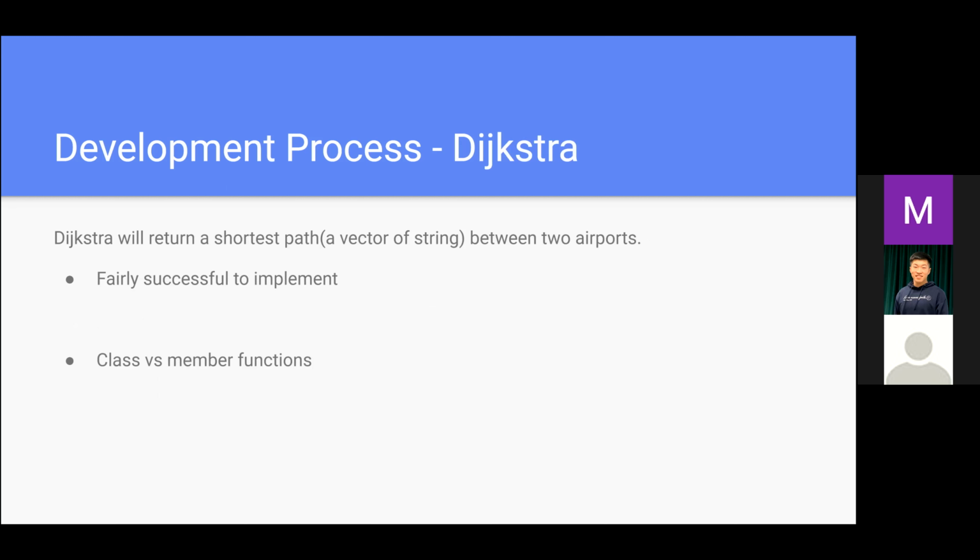During the development of Dijkstra's algorithm, the implementation was pretty smooth for our project. However, at first, we were trying to create a Dijkstra class outside our graph class. In that case, some linking errors happened unexpectedly during the combination. So eventually, we turned Dijkstra into a member function of the graph class, which prevents any combination errors from happening.